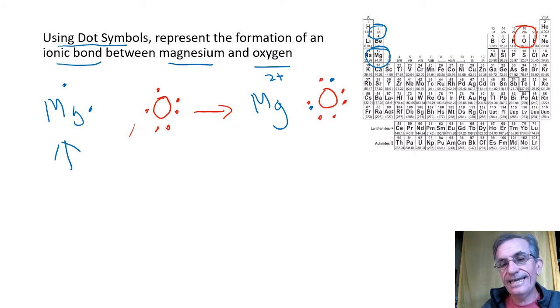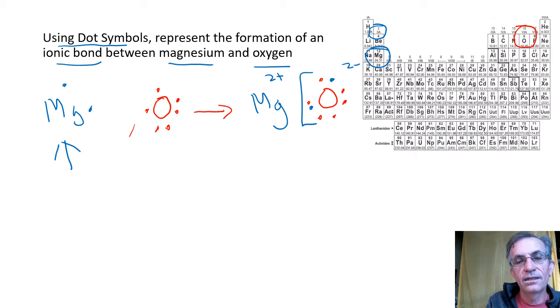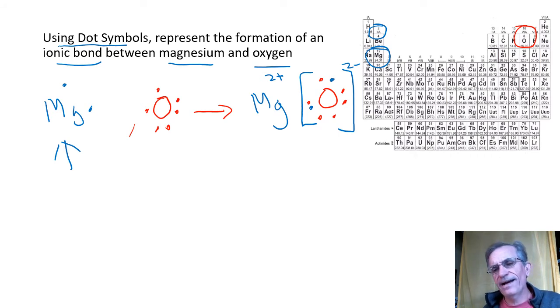Oxygen has gained 2 electrons, so he's going to be -2. And often the negative guy, we put a little bracket around. All right, so that shows you a bond between magnesium and oxygen. And again, this should sort of help you understand.